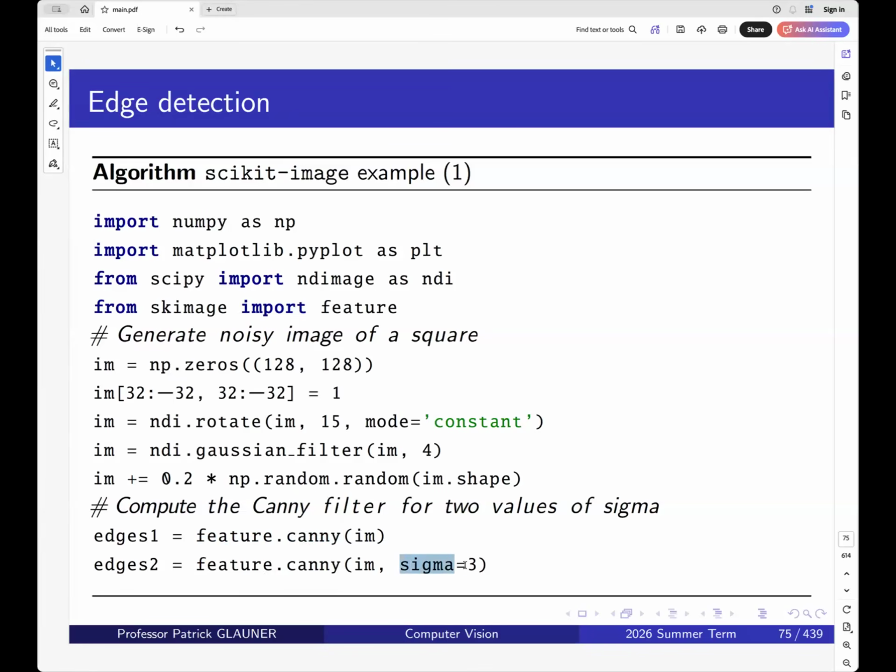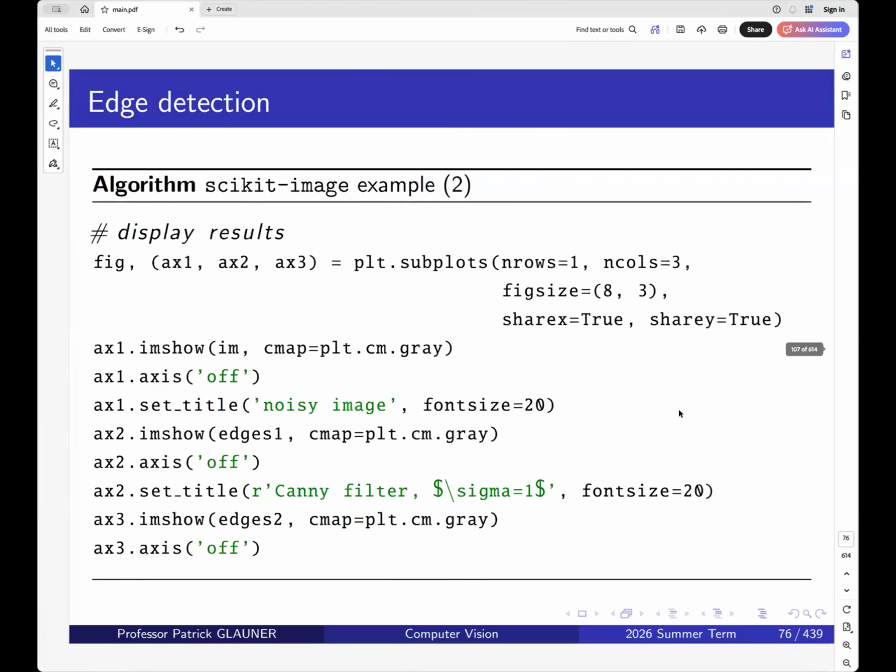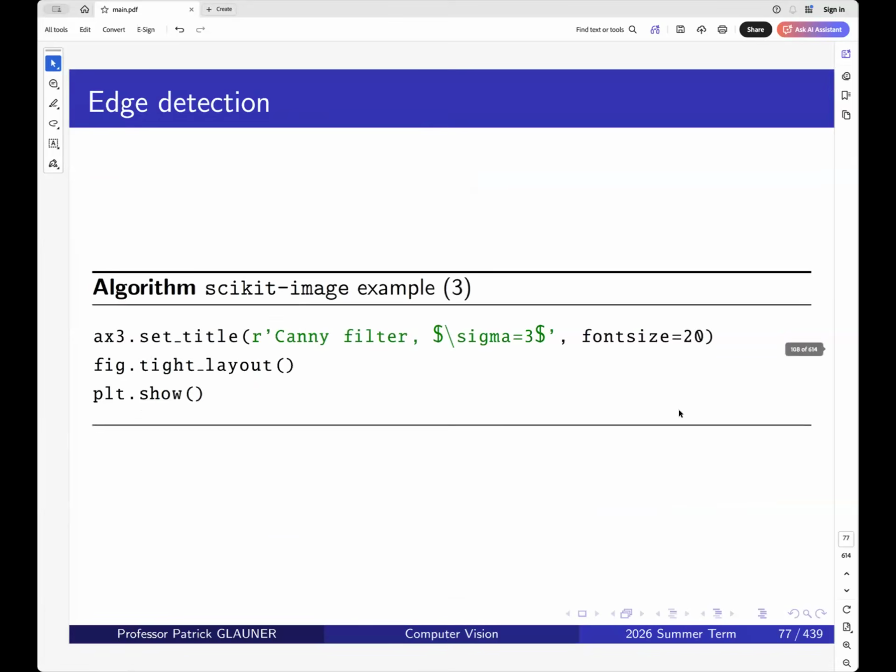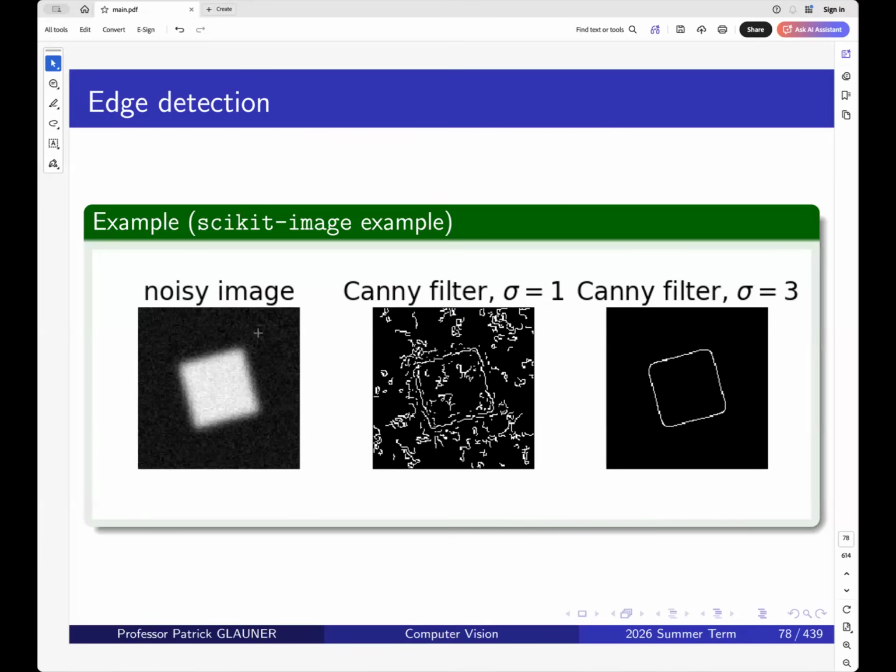And here, this threshold is not a specific intensity value. Rather, it's something for the Gaussian blur. But depending on the exact implementation, you have more or less parameters. And if you check the documentation, maybe there are even more parameters. Feel free to code this and visualize it.